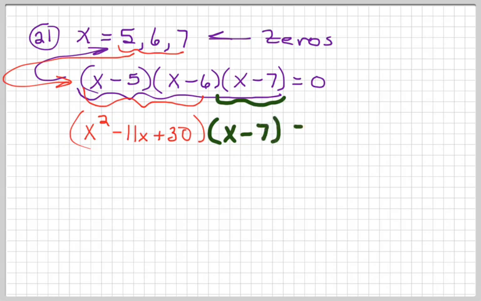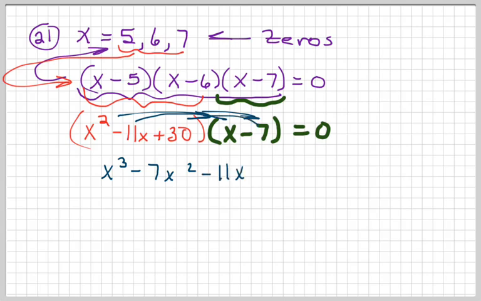binomial, x minus 7. Again, this is distributing, so we distribute x squared to everybody, x cubed minus 7x squared. We distribute negative 11x to both, negative 11x squared plus 77x. And finally we distribute 30 to both, and that gives us 30x minus 210. And that still all equals 0, and now we collect any like terms that we have.